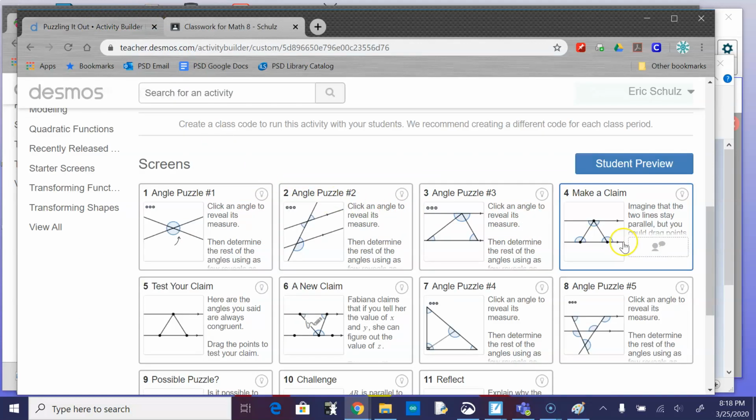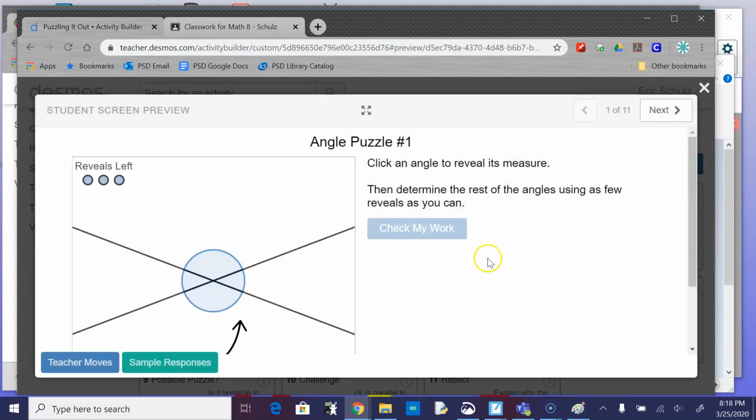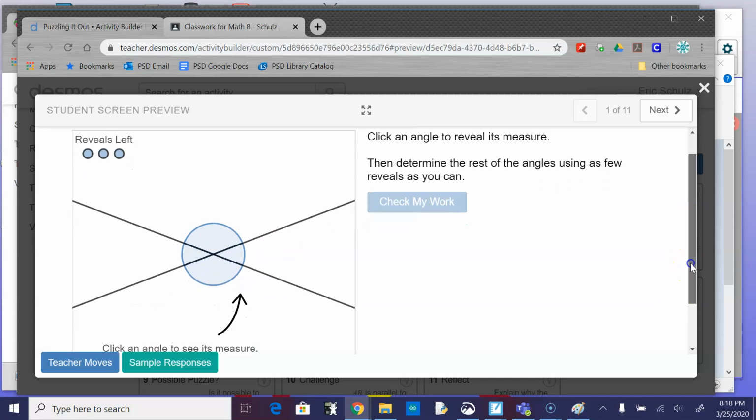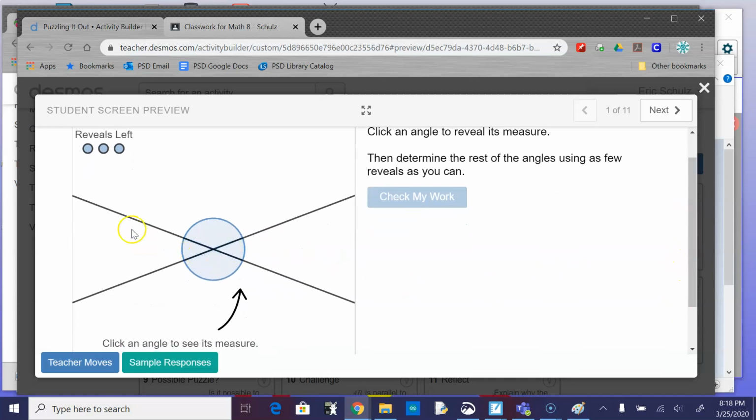The second part of our activity, I'm going to have you go to a Desmos activity called Puzzling It Out. And the way this works is that they're going to give us some lines that form some angles. The instructions say click an angle to reveal its measure. So if I click on one of these angles, you can see that this angle is 42 degrees. So what are the other angles here?